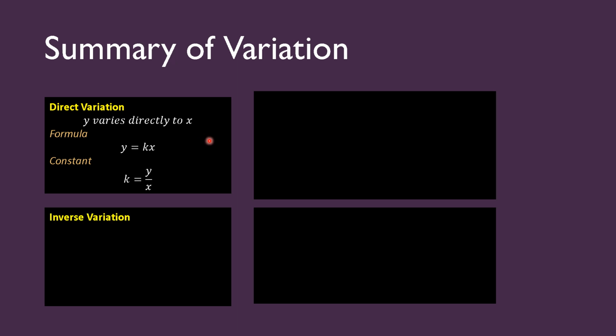So let's have the summary of the variations. The first one is direct variation, where y varies directly to x. The formula is y is equal to kx, and the constant is k is equal to y over x. Another variation is the inverse variation, where y varies inversely to x. The formula would be y is equal to k over x, and the constant would be k is equal to xy.